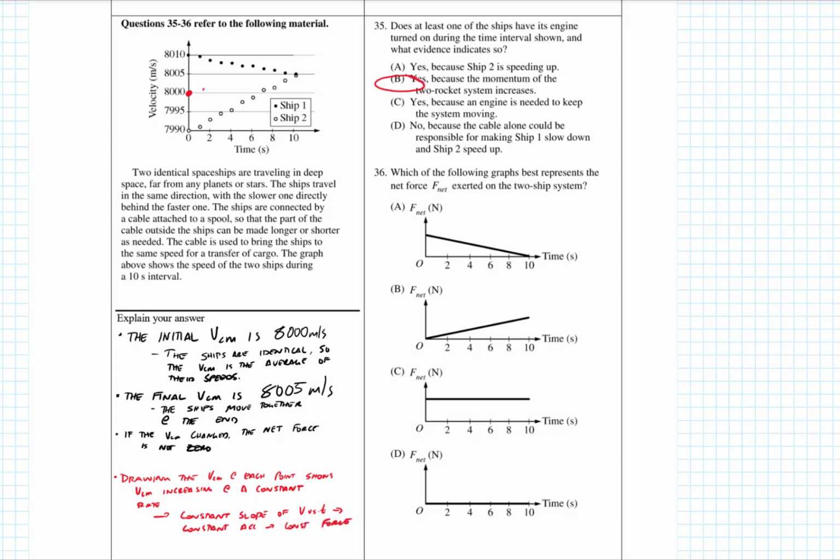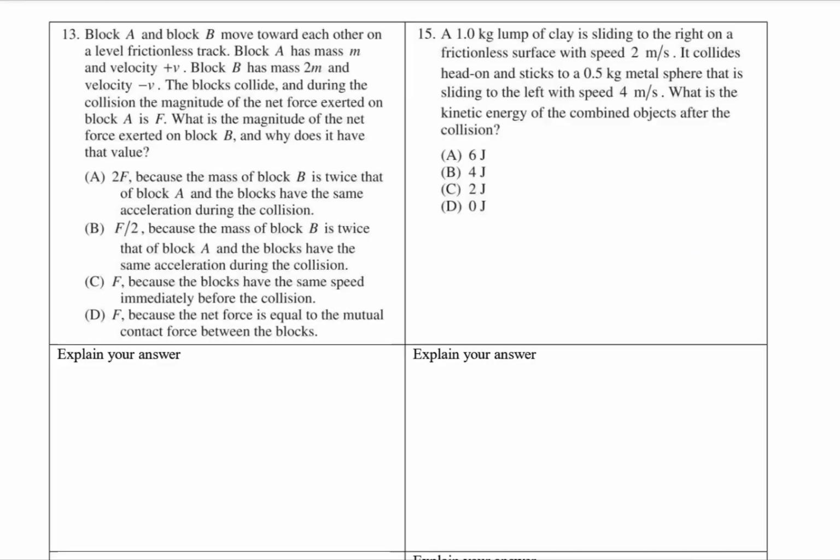So if I have a constant force that's speeding me up, the only graph in 36 that shows that is C. And so the answer choice there is going to be C. Right, for 13, I've got two blocks moving towards each other. They're going to hit. And I want to know the magnitude of the force exerted on block B when I know that the magnitude of the force exerted on block A is F.